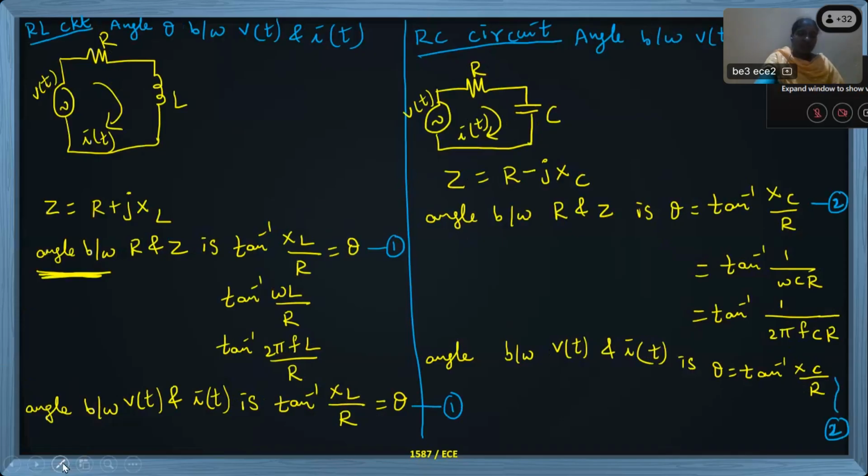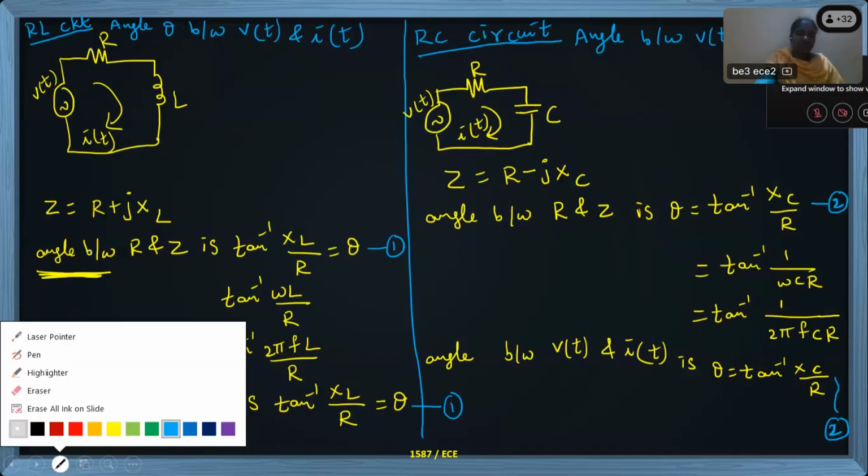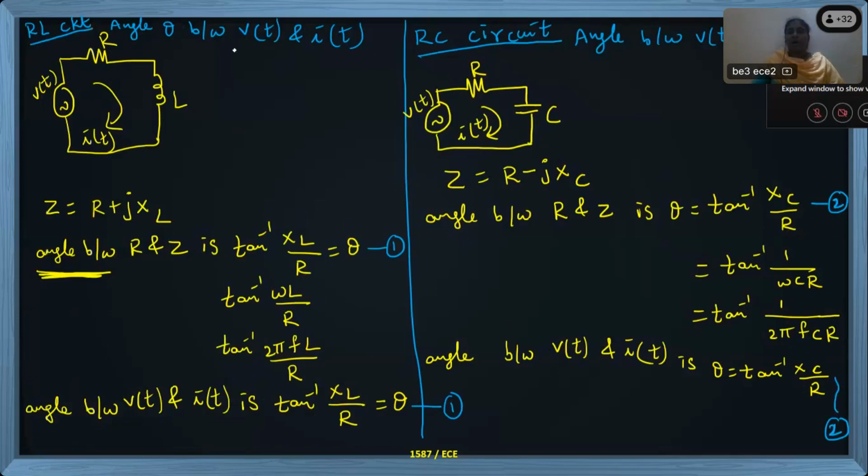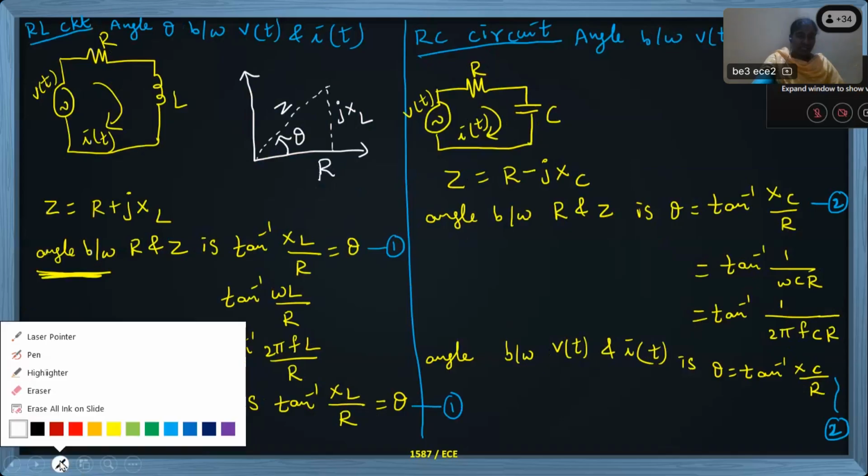Other than this, we have seen one diagram also, the phasor diagram, between R and Z. R will be taken on the x-axis, and jXL is the imaginary part, and this is the hypotenuse, the Z value, and this is the angle between them. The x-axis and y-axis have arrow marks. On the x-axis, the real part is taken.